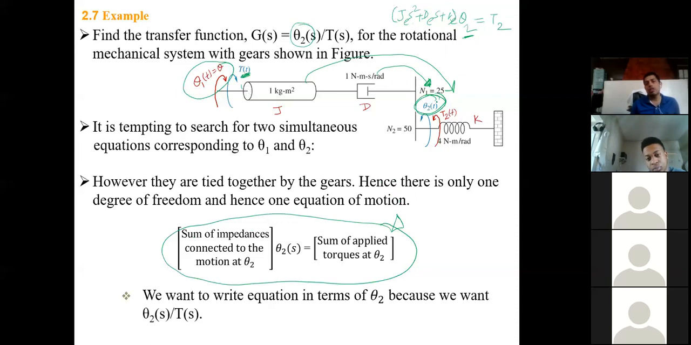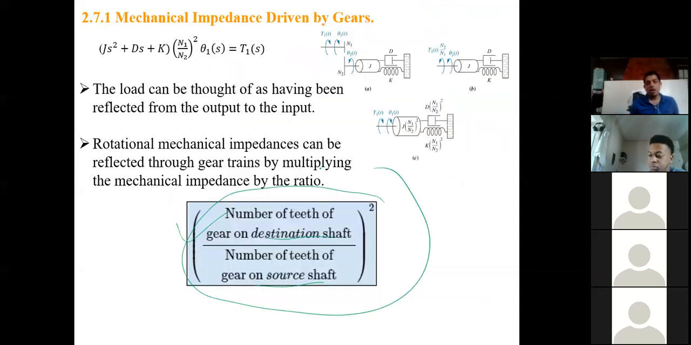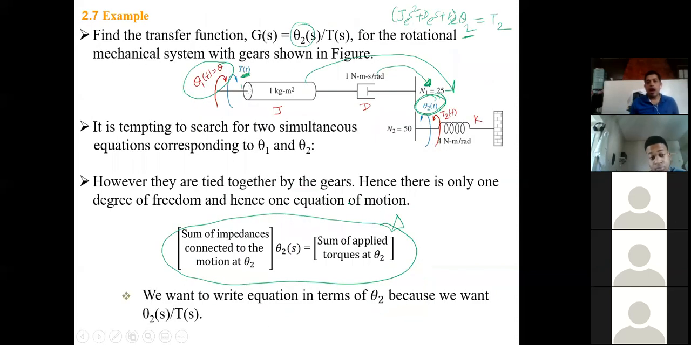Yeah, so remember what is your rule here? Number of teeth in the destination shaft over number of teeth in the source shaft, then it's squared. So now you need theta 2. That's why you want to change all your theta 1 and theta 2. You want to carry it over to theta 2. Bring it over here. That's your destination now. Now this is also your destination. So bring your D over to theta 2, J over to theta 2. Theta 2 side, other side. Bring it to the other side, because you need theta 2. That's why I bring it over to the other side.